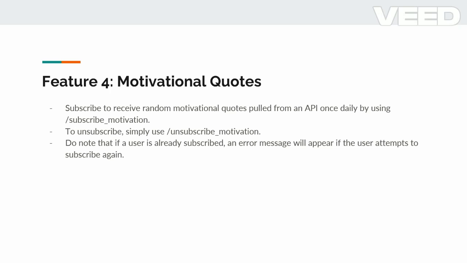The next feature would be the motivational quotes feature, designed to uplift and encourage students. Users can easily opt in and out of this feature by using unsubscribe motivation and subscribe motivation. If a user is subscribed, they will then receive random motivational quotes pulled from an API once daily. It is also worthy to note that we imposed checks to disallow a subscribed user to subscribe again. Vice versa, if an unsubscribed user attempts to unsubscribe again, they will also be prompted with an error message.